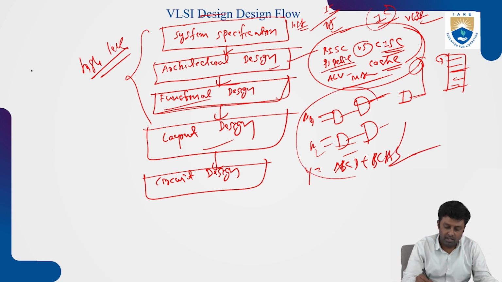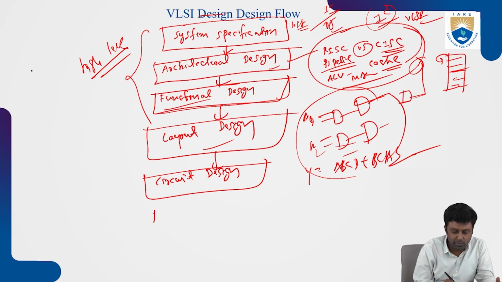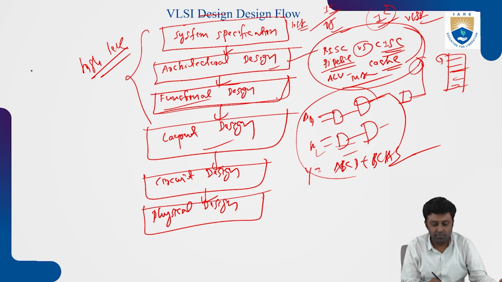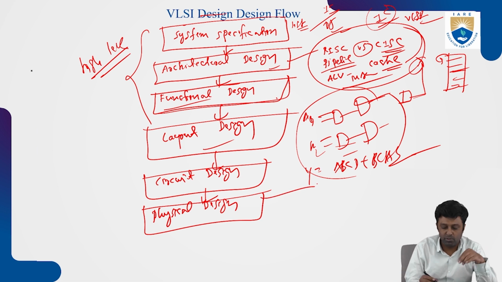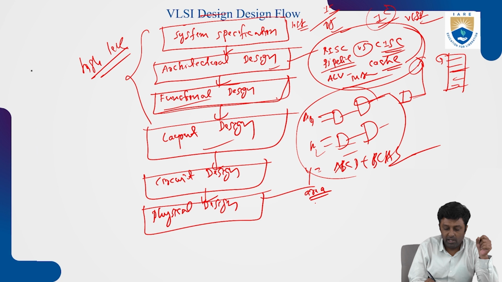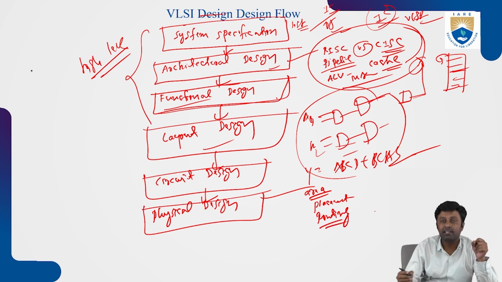The next step is the circuit design. Once this design is done, then we'll be doing the physical design. We'll discuss all these things one by one. Once the circuit design is done, we'll be going for the physical design. In the physical design, the main aspect is that we have to reduce the area. Here we will be discussing some concepts like placement and routing.